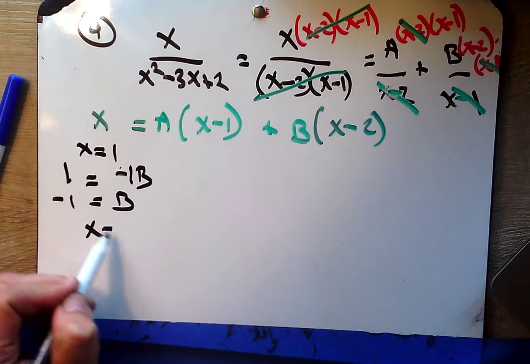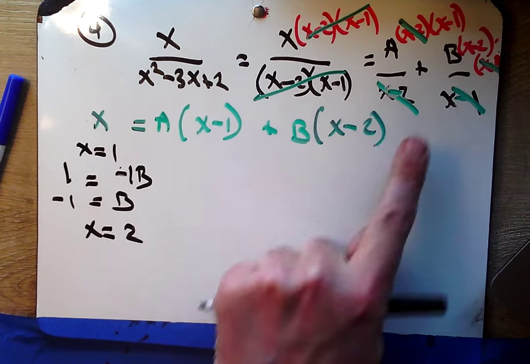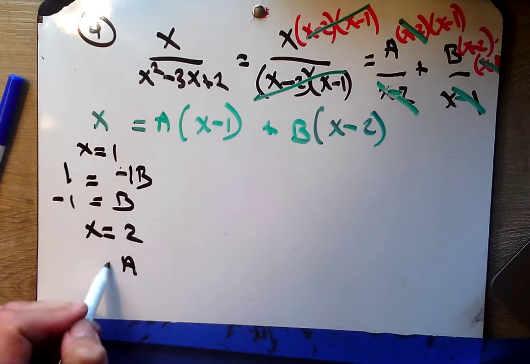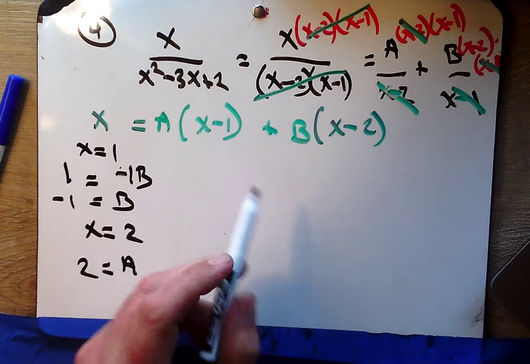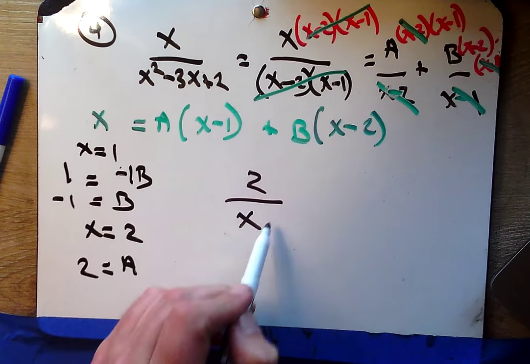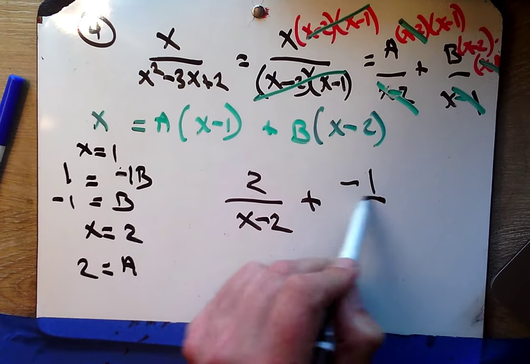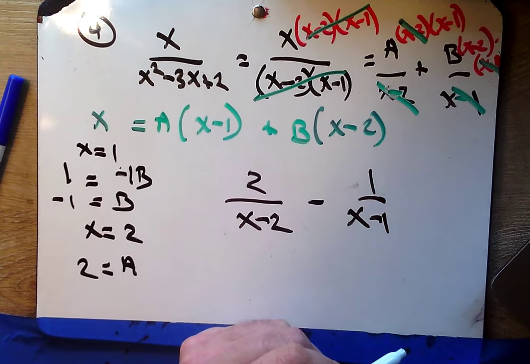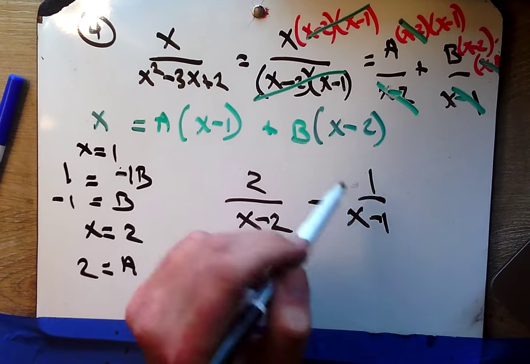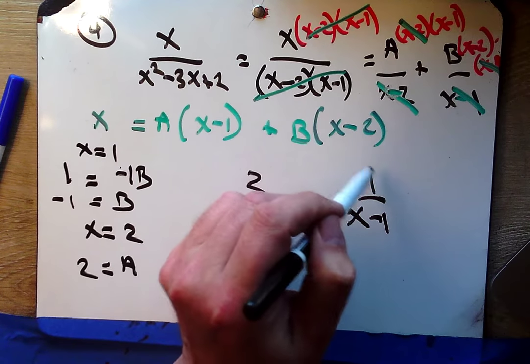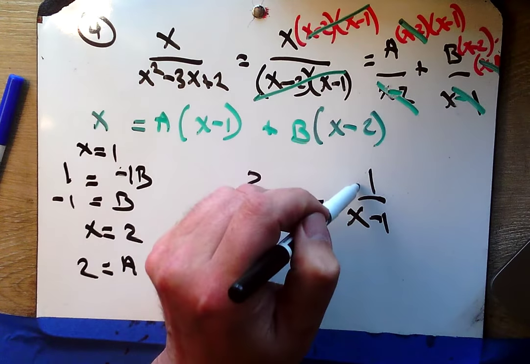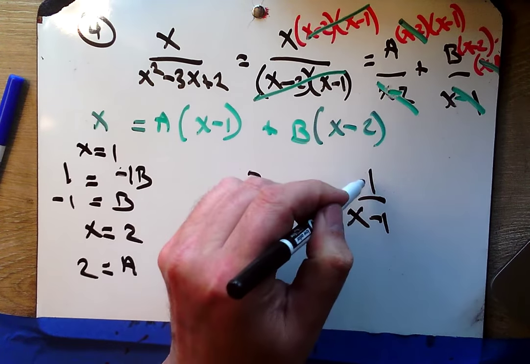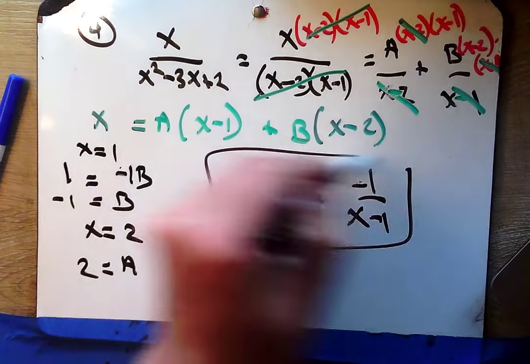If I set x equal to 2, 2 minus 2 is 0, all this goes away. 2 minus 1 is 1, 1 times a equals 2. And so I'm all set then. I've got 2 over x minus 2 plus negative 1 over x minus 1. And yes, you could turn this into that. I often don't, because in the more complicated problems, like if you had a bx plus c up here, a lot of people do this thing and then don't change the sign on the next bit, and yeah, it just doesn't end well. So I'm going to leave it like that.